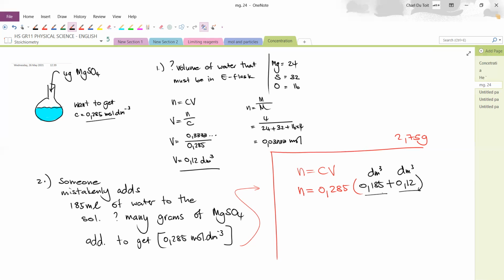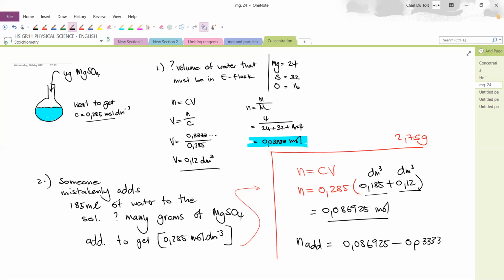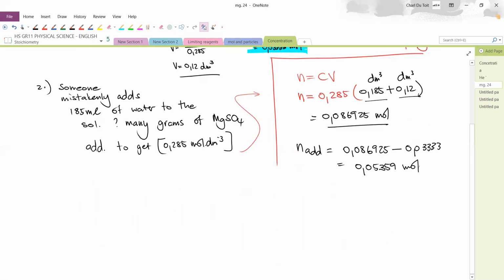Yes, sir. Let's just check that. How many moles do we have there? That's the amount of mole that should be in the flask if we want that concentration. So I need 0.086925 mole. But I only have this amount of mole in the flask already. Remember? So the mole I need to add equals what I need, that answer in my calculator, minus what I have in the flask already. So I need to add 0.05359 mole.